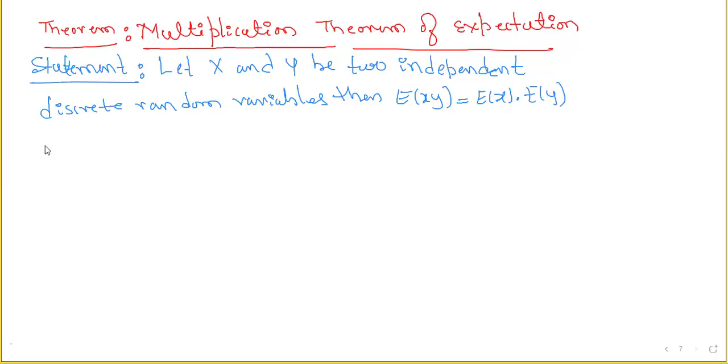In the statement of this multiplication theorem, let x and y be independent discrete random variables. This word is important. If they are not independent, this theorem does not exist. Very clear, right? This theorem is applicable only if the two variables are independent. That is a must. So here, the proof.